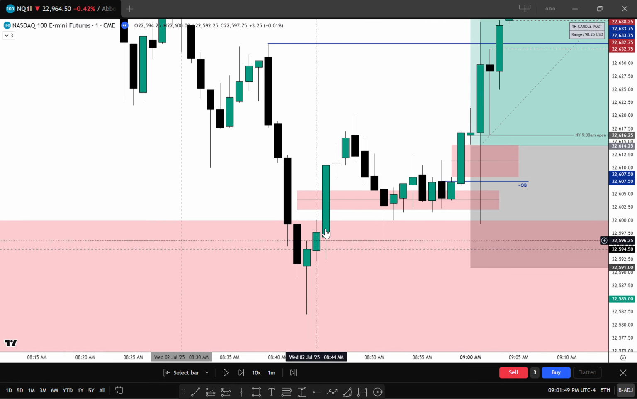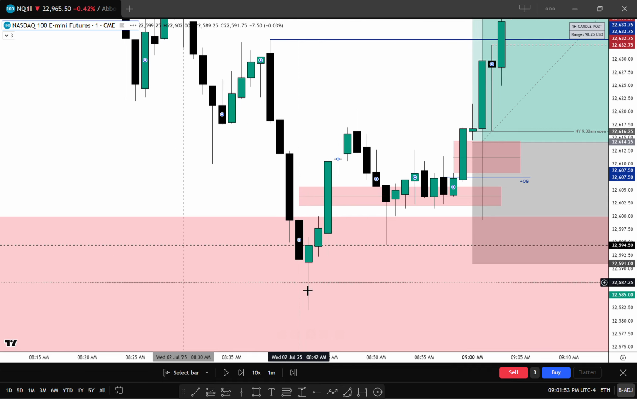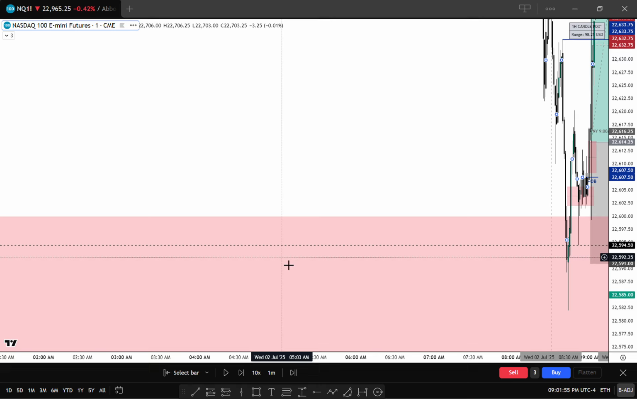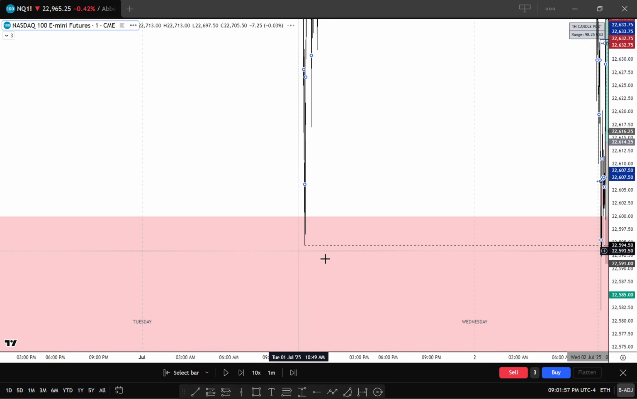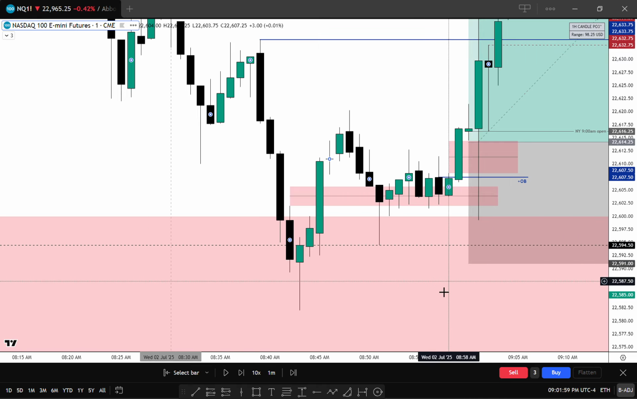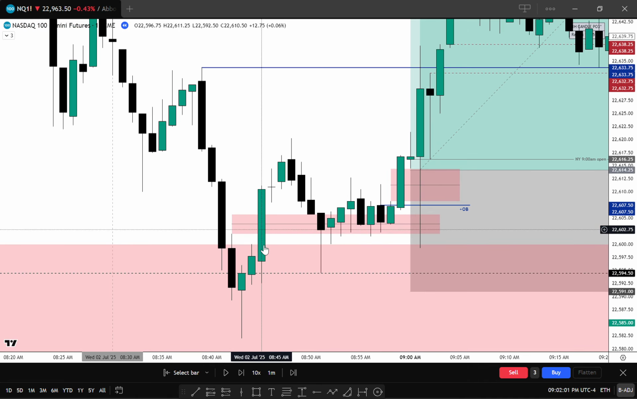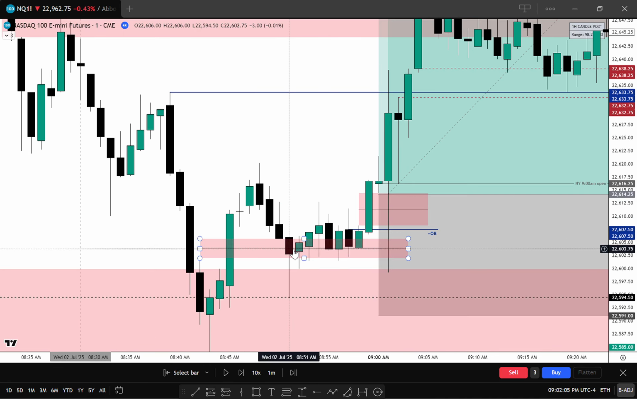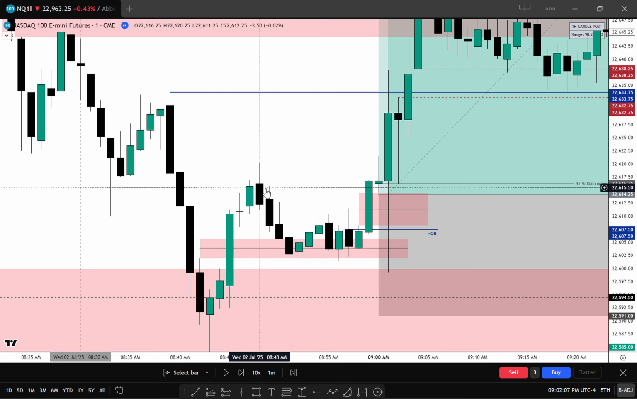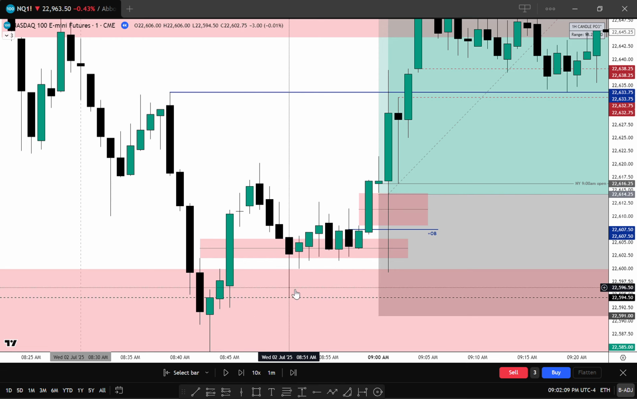You could have entered so many different ways here, right? So this inversion fair value gap, I know Para took a trade somewhere down here. I don't know exactly what his entry model was. I think it was just turtle soup. I think after he saw this sweep of this low right here, he just straight up went in right here, right? You could have entered here on this fair value gap, right?